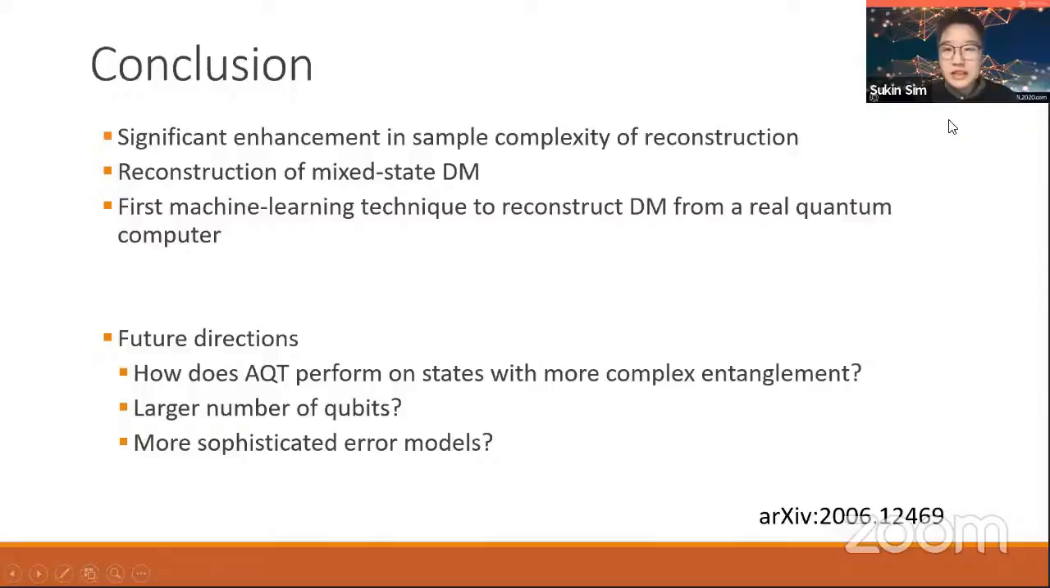So why do you have a fidelity value of larger than 1 when you present the results about the faulty qubits? That's a great question.